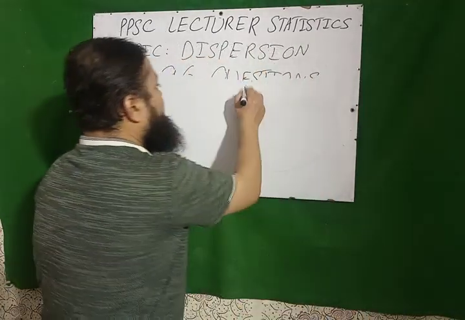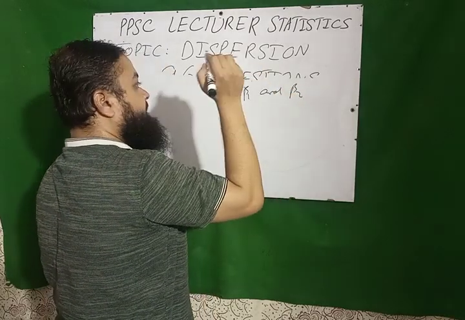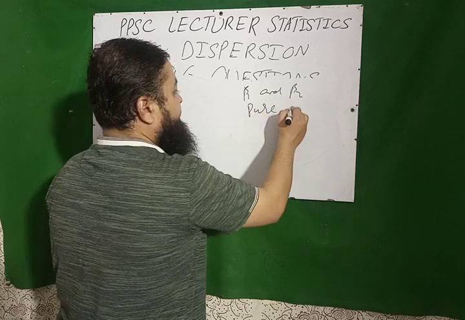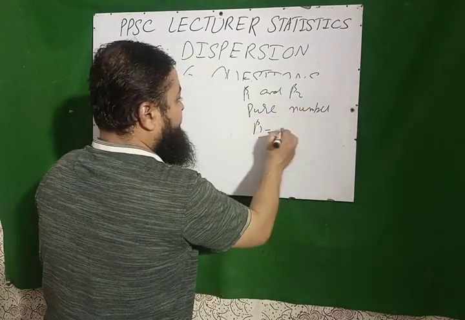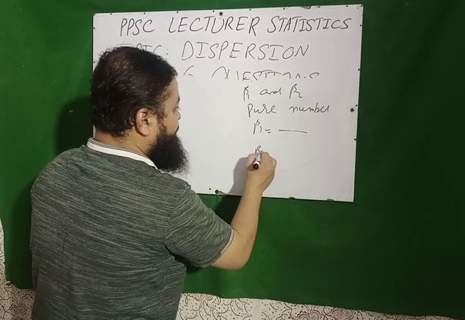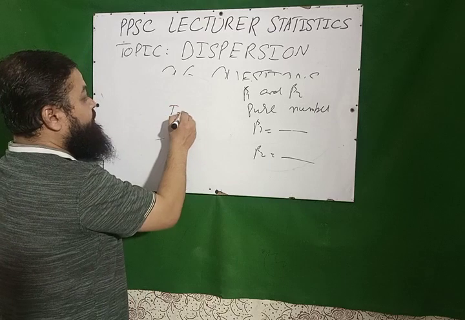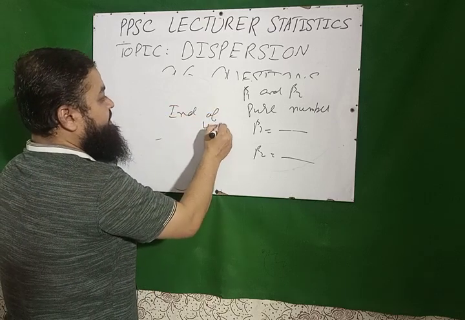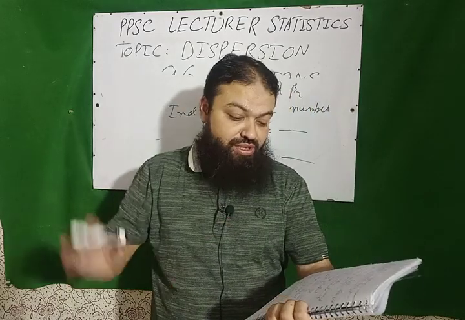Moment ratios beta 1 and beta 2 are independent of origin and independent of scale. They are pure numbers, because we have the ratio M3 square over M2 cube in beta 1, and in beta 2 we have the ratio M4 over M2 square. They are independent of unit. They have no unit, whether centimeter or millimeter.